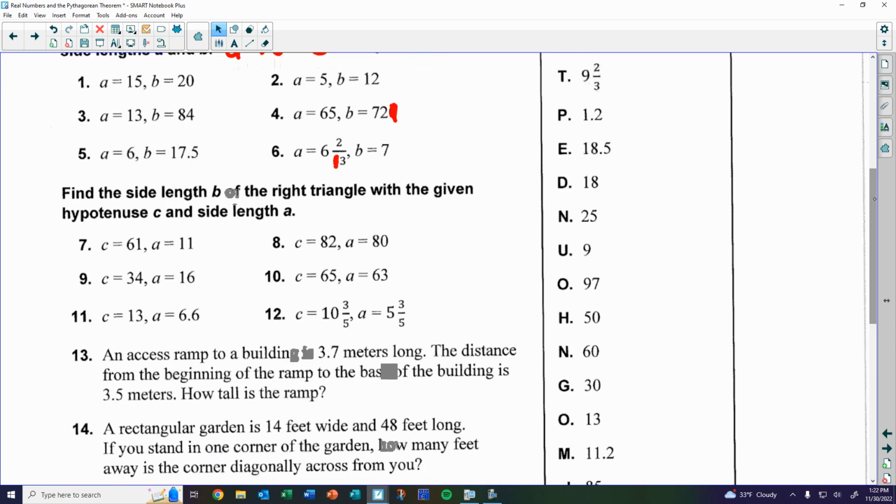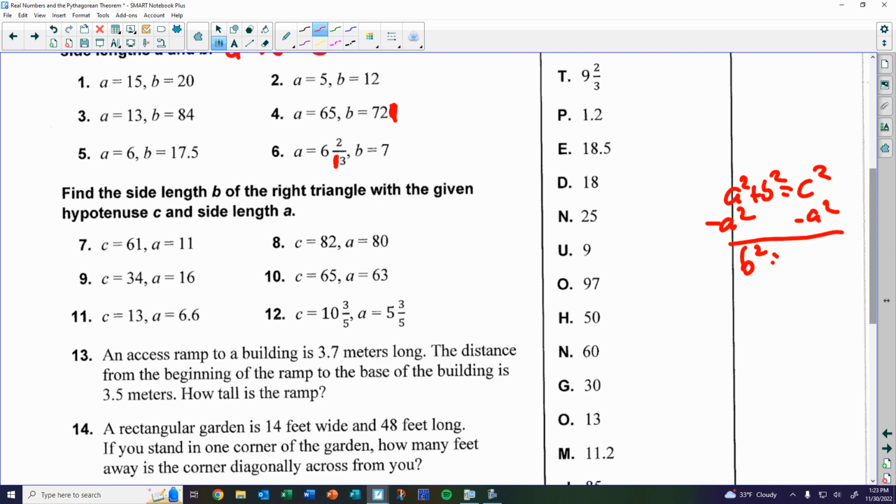Now, if you look at 7 through 12, you're finding B, right? So I'm going to do this off to the side. You don't have to write this, but we know that if we're trying to find B, and I want to get B squared by itself, move the A squared over, right? So I get B squared equals C squared minus A squared. So if I just subtract A squared from C squared, I can figure out what my B is. So watch this.